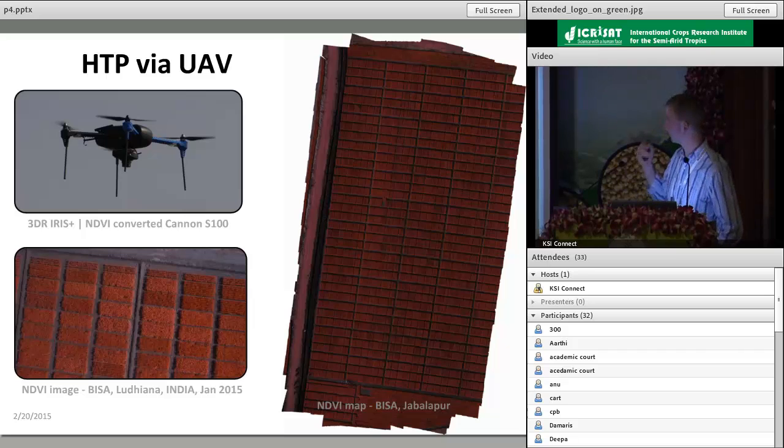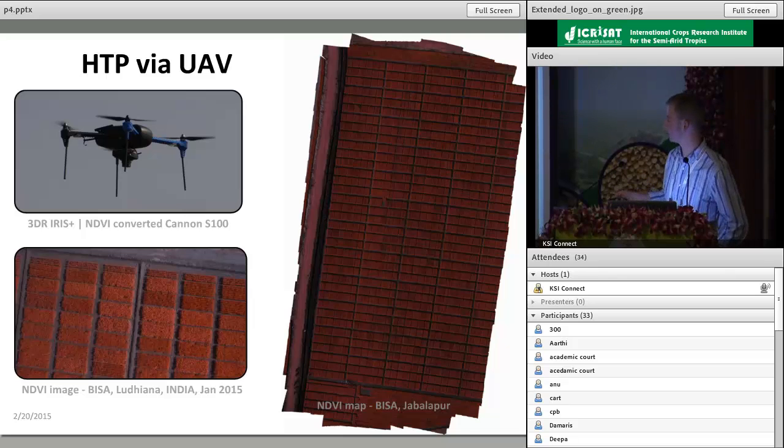The platform we really settled on is this 3DR Iris Plus, primarily because it's inexpensive, less than $1,000. It's very user-friendly and so easily deployable. We're getting a whole bunch of these units, and just in this example, we're using an NDVI camera that was converted from a Canon S100. And so with this whole setup, that system is probably, I think, less than $2,500 for the total setup.